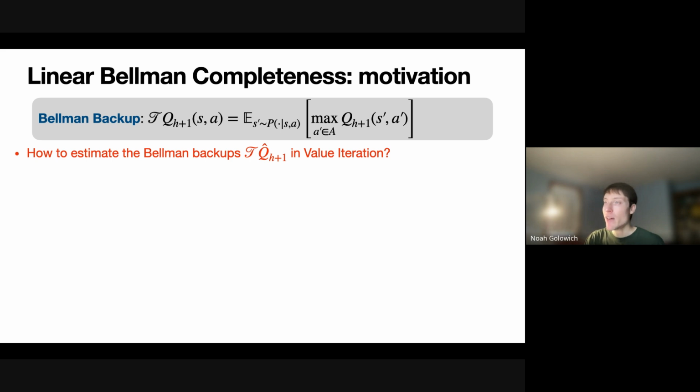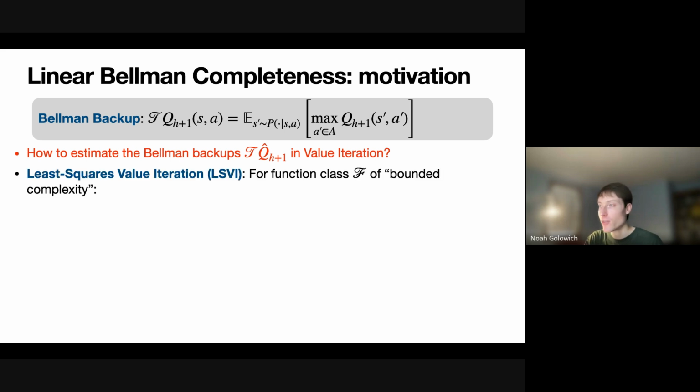Okay, so I've repeated the definition of the Bellman backup at the top of the slide, since I'll be using it a lot throughout the talk. Now, the main question then becomes, given that we're going to use some procedure like value iteration, how does one estimate the Bellman backups, T, Q hat H plus 1 in the process of value iteration.